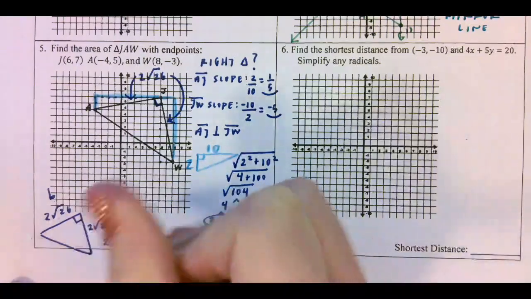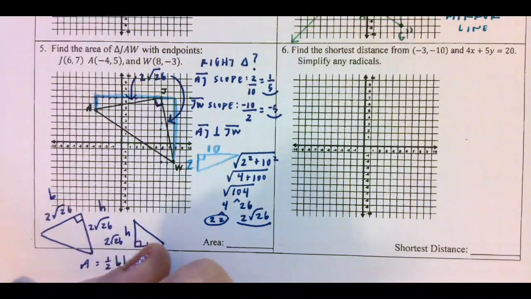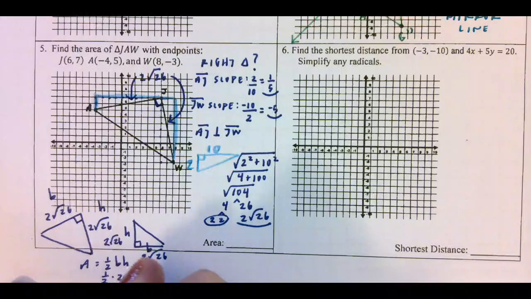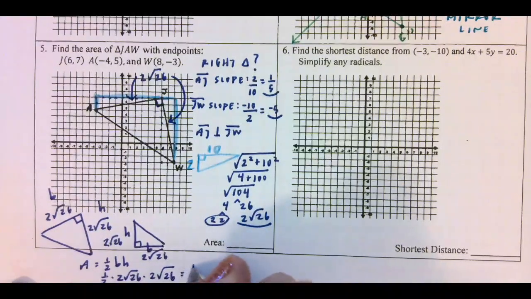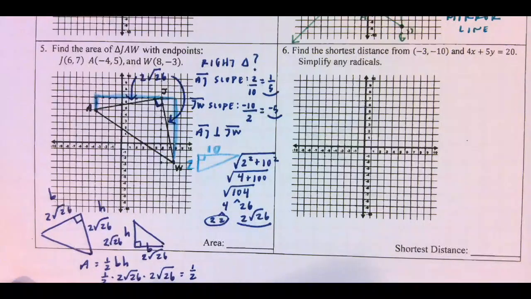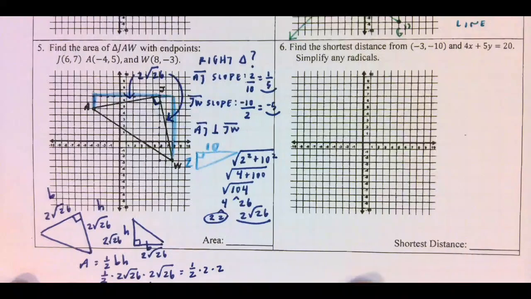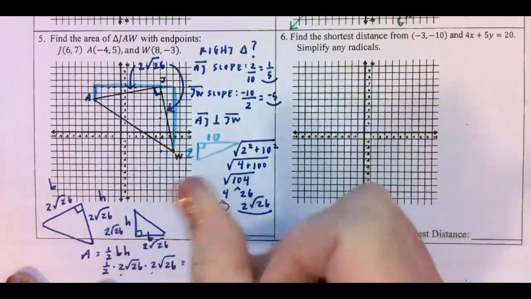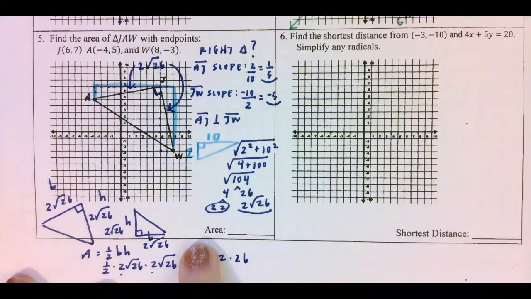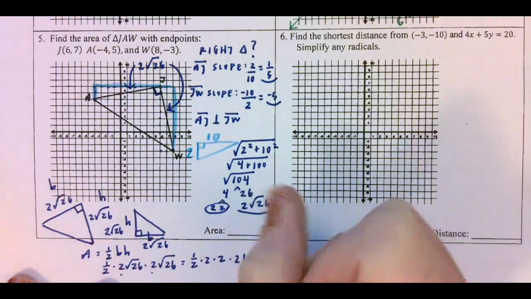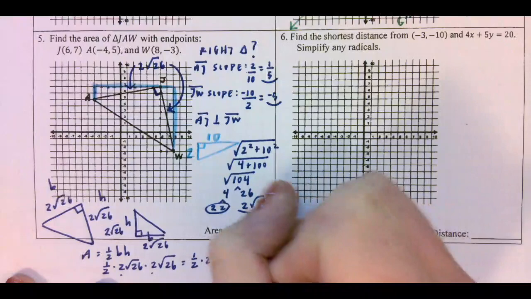So when I'm solving for area, area is half base times height. So half of 2 root 26 times 2 root 26. That's like saying half of 2 times 2, and the square root of 26 times the square root of 26 is just 26. So then times 26. Half of 2 is just 1, and then 2 times 26 is just 52. So 52 square units right there.